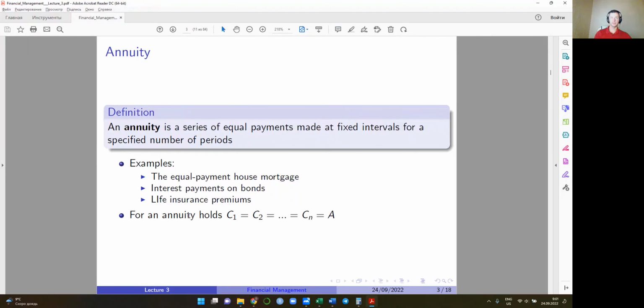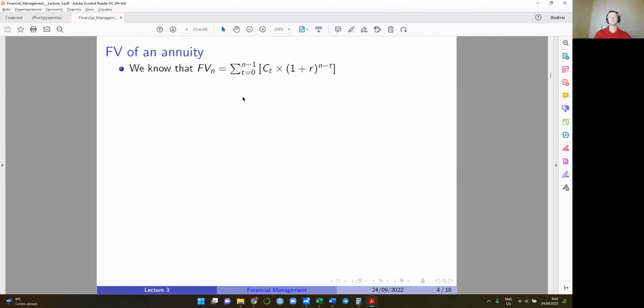Formally, for an annuity the following equality holds. We have C1 equals C2 equals etc. equals Cn. So all payments at every moment are equal, and we will denote it with A, just to make it simple. So we know from the previous lecture the general formula for the future value calculation when we start at time 0 and when we finish at the moment n minus 1. So this is the formula.